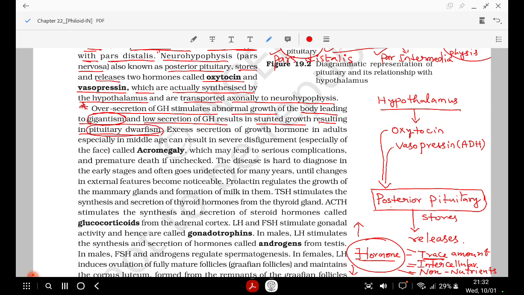See, excess secretion of growth hormone. Generally, growth hormone is secreted from the pituitary gland, and it acts on almost all the body cells, all the somatic cells of the body. That means growth hormone is one of the hormones that does not have a specific target organ or specific target cell. Almost all somatic cells of the body require growth hormone for growth and repair.